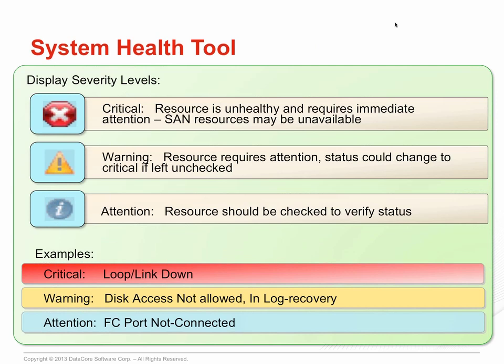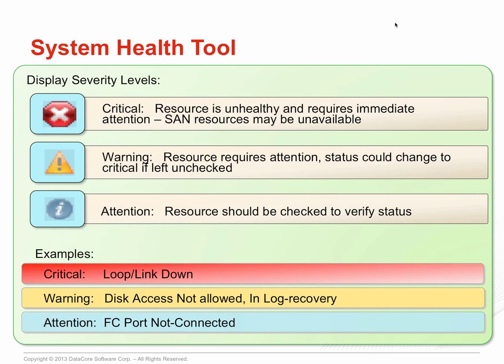As I said, we've got three system health levels, which are attention, warning, or critical. Attention means your status or resource should be checked and verified. Then you go to warning. If you don't act, it may increase from attention to warning because, let's say, you don't have enough disk space, or your virtual disk is in log recovery. And critical means you need to fix this issue because some resources may not be available.